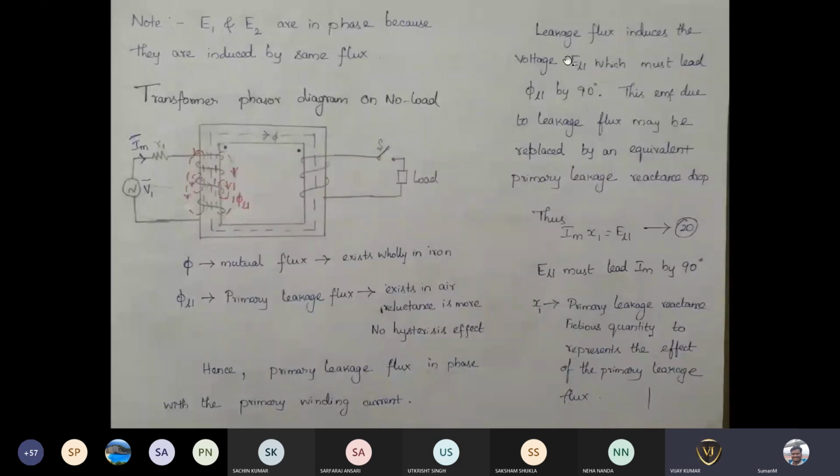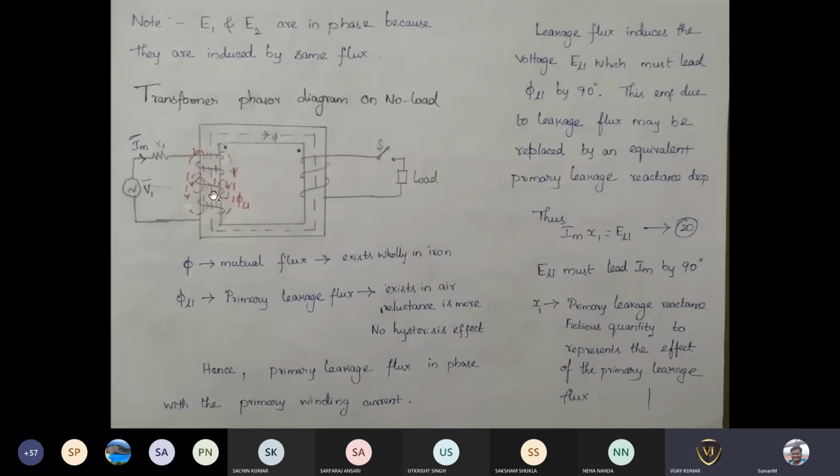So this voltage or EMF induced is leading the flux by 90 degrees. Okay, so this is like a source voltage that will be leading the flux by 90 degrees. So this EMF is representing the leakage flux. If there is no leakage flux, then there would have been more EMF induced in the circuit. Now because of the leakage flux, less EMF is induced in the circuit.